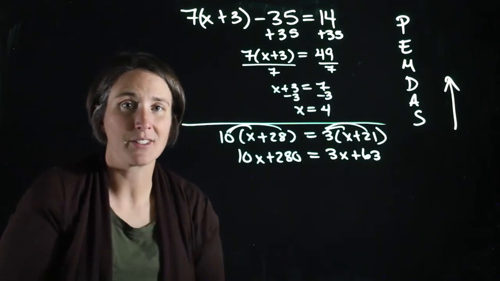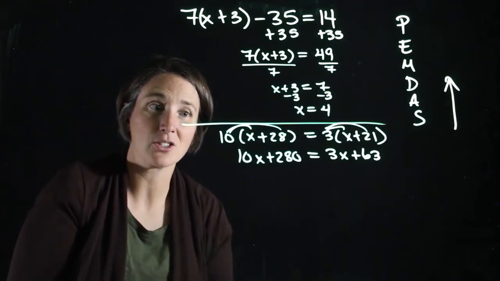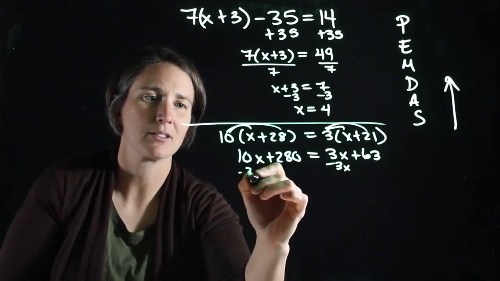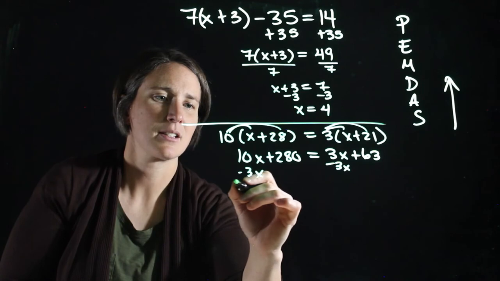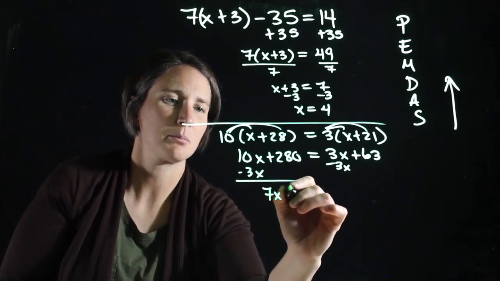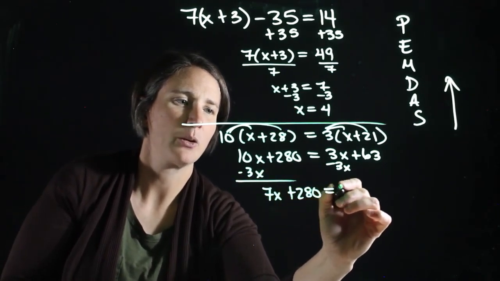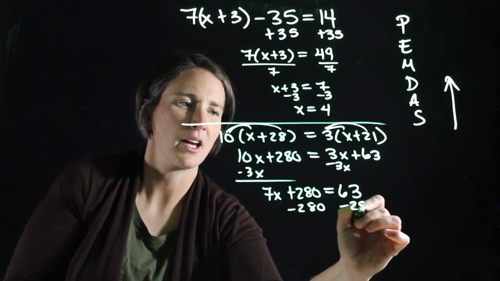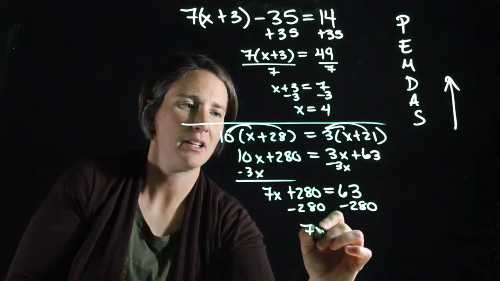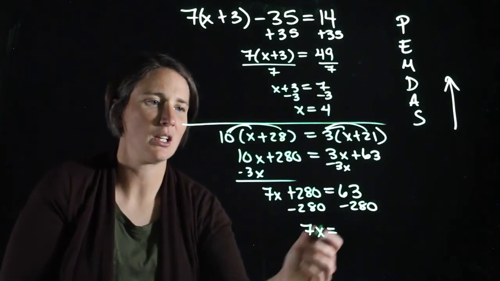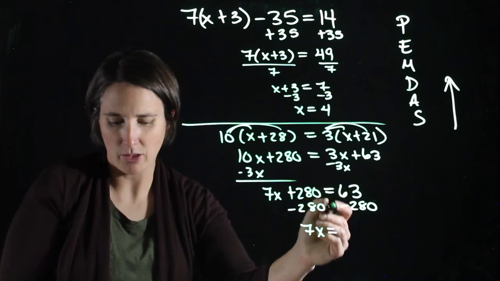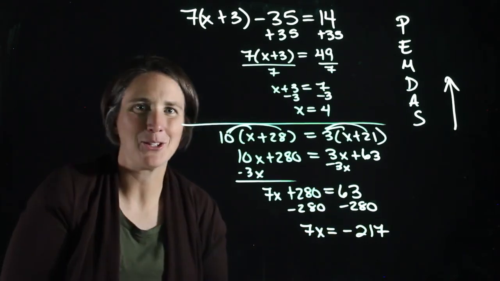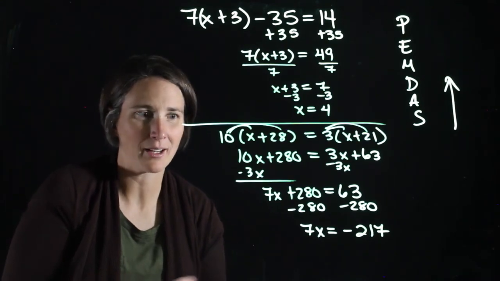We're going to get the x's on the same side, the constants on the other side, and solve. I'm going to move 3x because I want to keep my x's positive. 10x minus 3x is 7x plus 280 equals 63. We'll move the 280 to the other side, and we get 7x equals, now I cheated, we have a negative 280 plus 63, and I did that earlier. It's a negative 217. I'm not that quick.